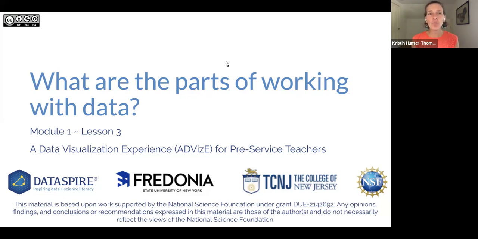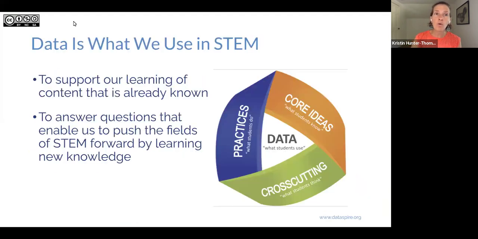So I wanted to think about what the different parts of working with data are, and how we grounded our work for this ADVizE data visualization experience for pre-service teachers project. Data is what we use in STEM. That's why we grounded this project in STEM methods courses: science, natural and social science, technology, engineering, and math.